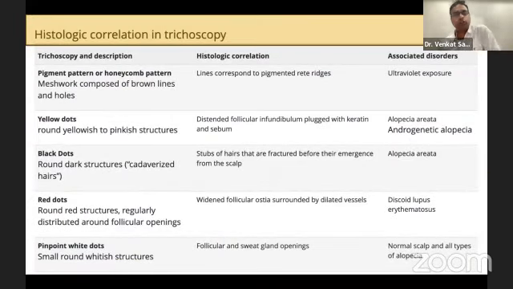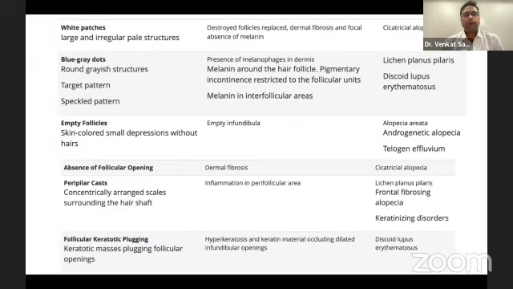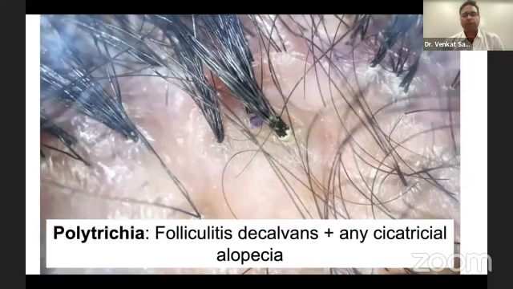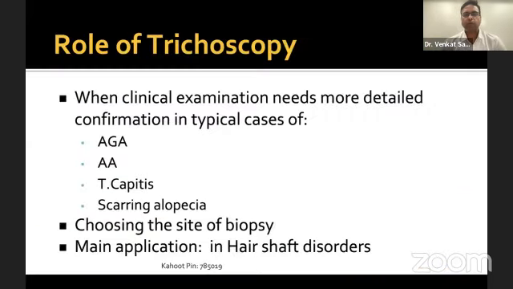So histological correlation of trichoscopy. I'm not going to discuss this in great detail, but they're all non-specific, as I've told you earlier. You can take a screenshot of this if you want to. And again, these are all different features. I've already discussed them to a large extent, the pathogenesis of all these. But they're not very specific. Polytrichia can be seen in folliculitis decalvans and any other cicatricial alopecia. That's one trichoscopic feature I want to discuss.